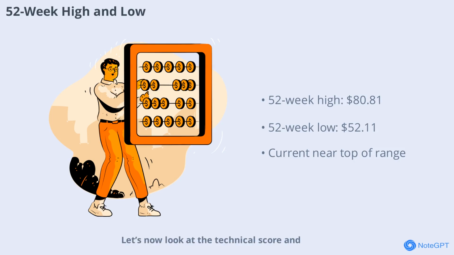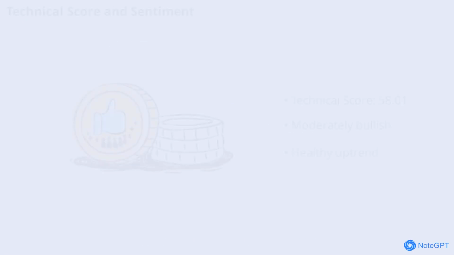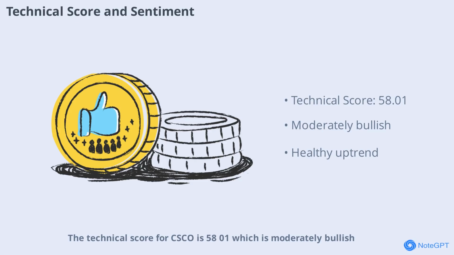Let's now look at the technical score and what it tells us about overall market sentiment. Technical score for CSCO is 58.01, which is moderately bullish. This score aggregates various indicators including trend, momentum, and volume to provide an overall snapshot of market sentiment. Combined with the trend quality index of 109.71, the data suggests that the stock is in a healthy uptrend, but not without risks.